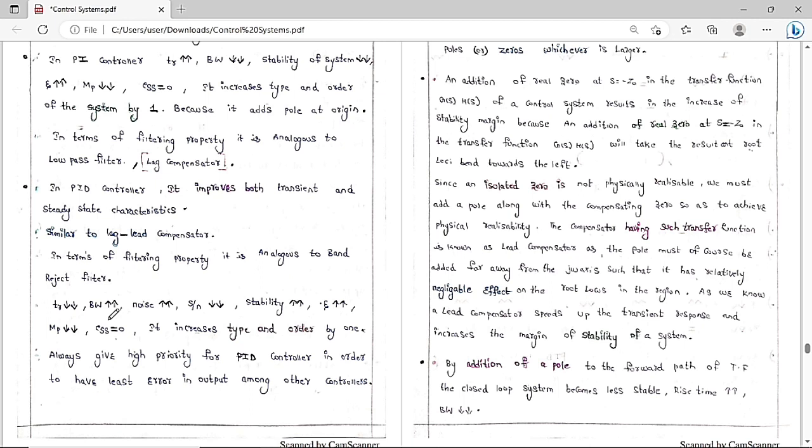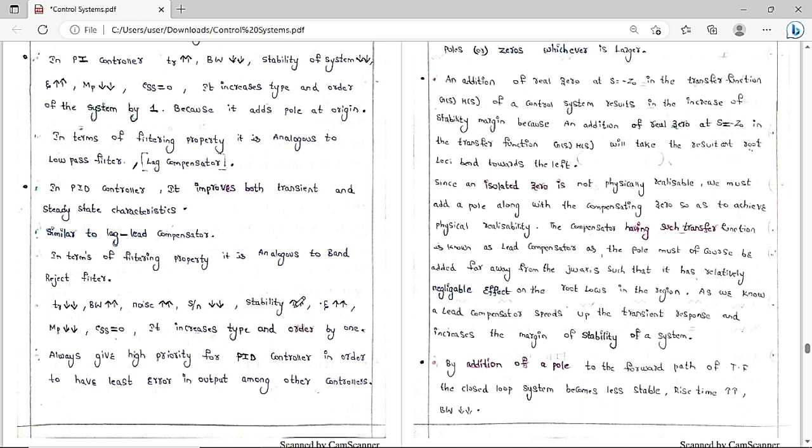As the rise time decreases, bandwidth will increase, because both are inversely proportional, since their product is always equal to a constant. Then you can see that whenever you use a differentiator, noise is going to increase. So the signal-to-noise ratio is going to decrease, because noise increases.